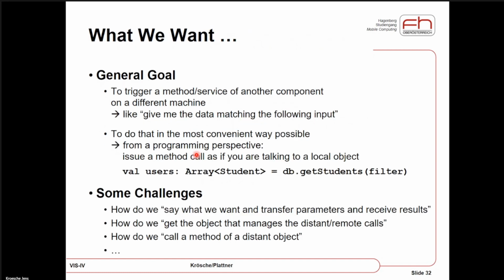So what do we want? The general goal, as I mentioned multiple times, is that I want to call a method, a service of another component of the distributed system that is residing on a different machine. Give me some data matching the input I provide you with. And of course, I want to do this in the most simple way. Best would be if I don't even realize that I'm calling something that is residing on a different computer. So the idea is to do it in the most convenient way possible.